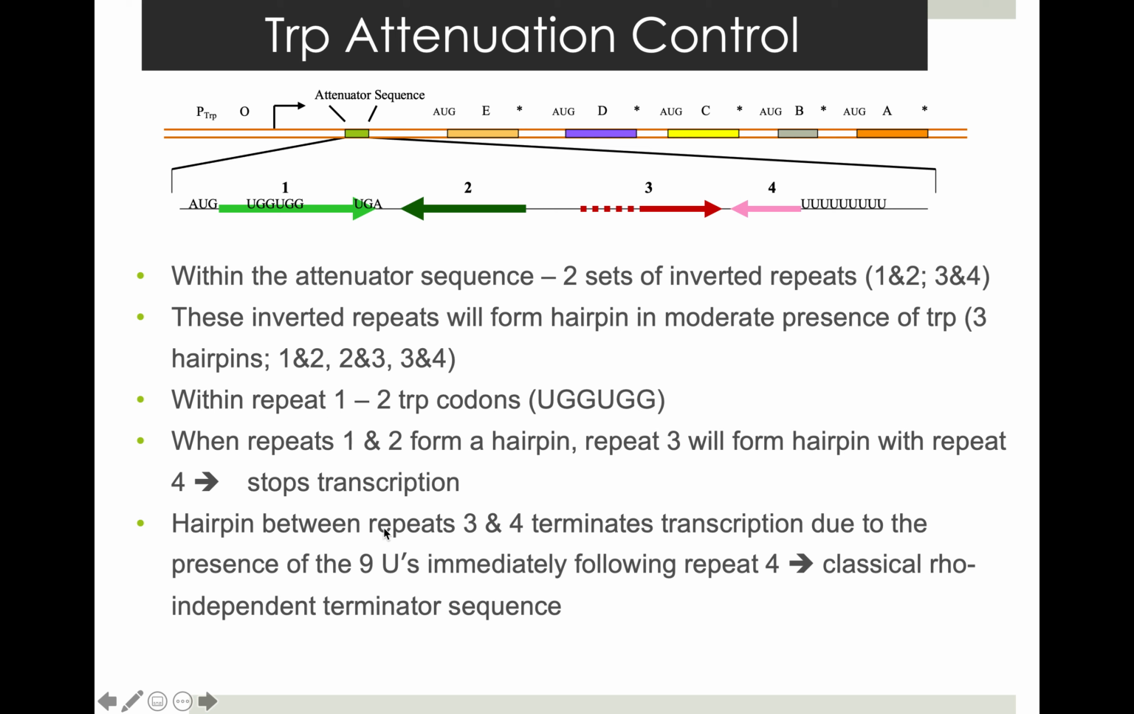The hairpin between repeats 3 and 4 terminates transcription due to the presence of this string of U's. It is a classical rho-independent terminator sequence. Remember the termination of transcription way back in week 1. This is one example of rho-independent termination.